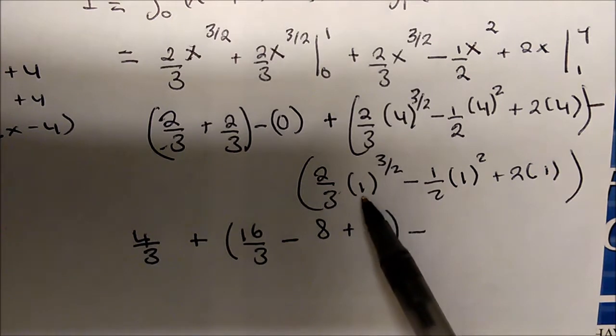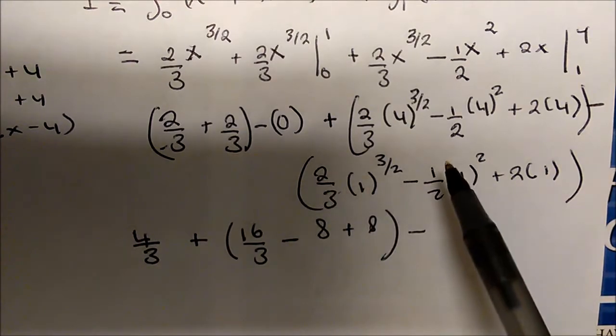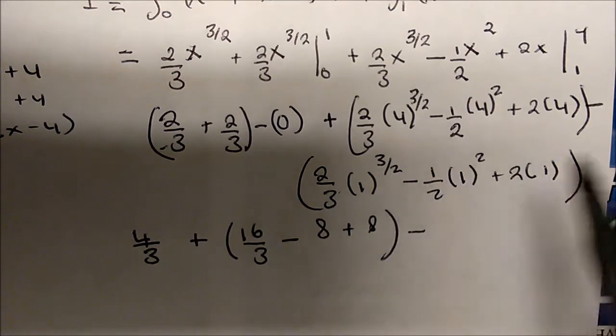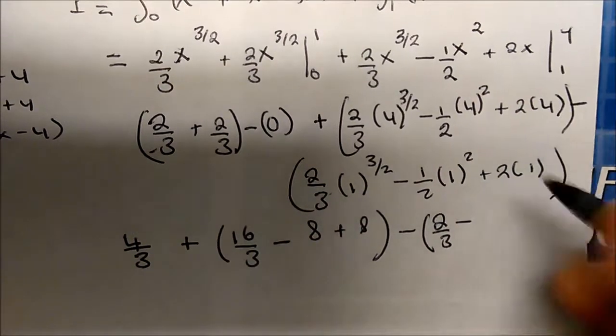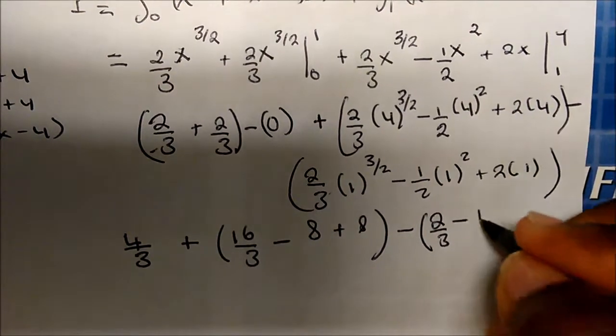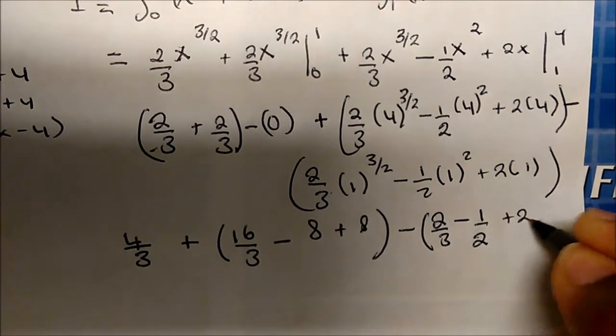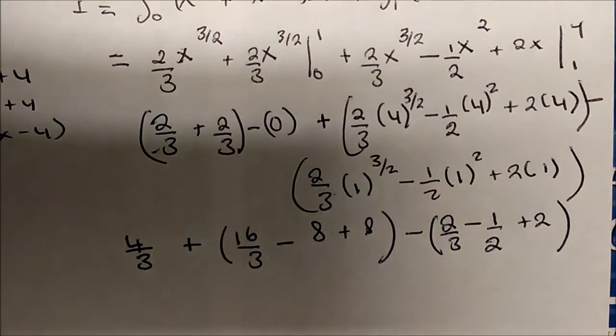Well, it's helpful to know that 2 over 3, 1 to the 3/2 is just 1. So this is 2 over 3 minus, well, 1 squared is just 1. So this is just minus 1/2 plus 2. All right. Now these go to 0. Negative 8 plus 8 cancel out.